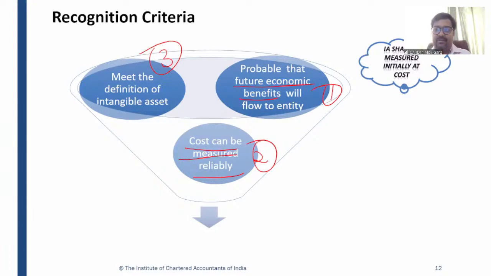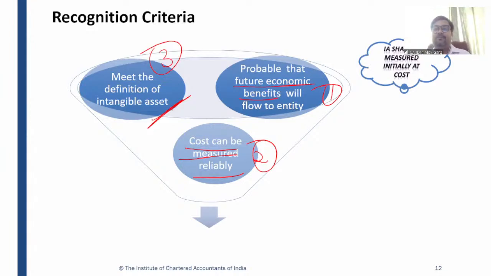These two criteria, future economic benefit and cost measured reliably, are also there in property, plant and equipment. So should I recognize this building as a PPE or as an intangible asset? There will be a conflict. That is why the third criterion is that it should meet the definition of intangible asset. Of course, a building is also identifiable and a non-monetary asset. PPE is identifiable, PPE is a non-monetary asset.